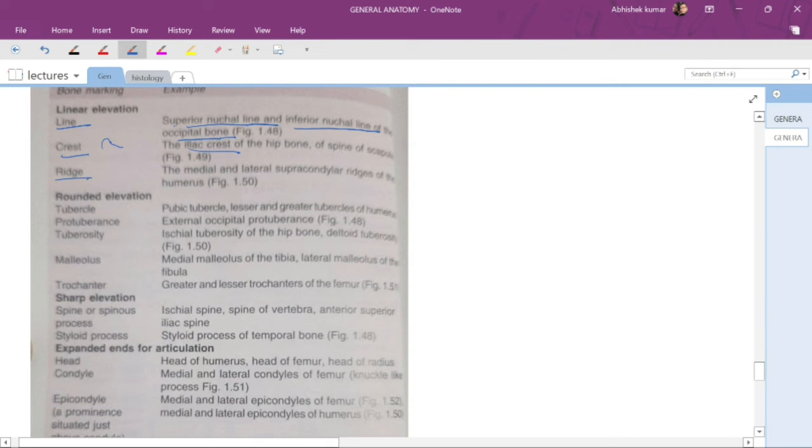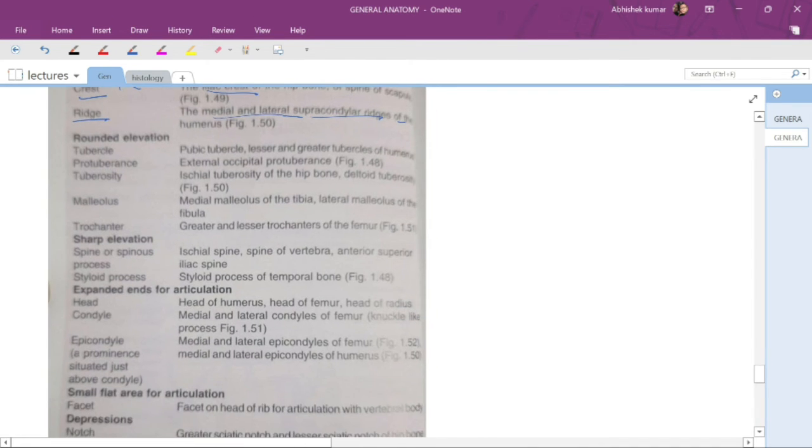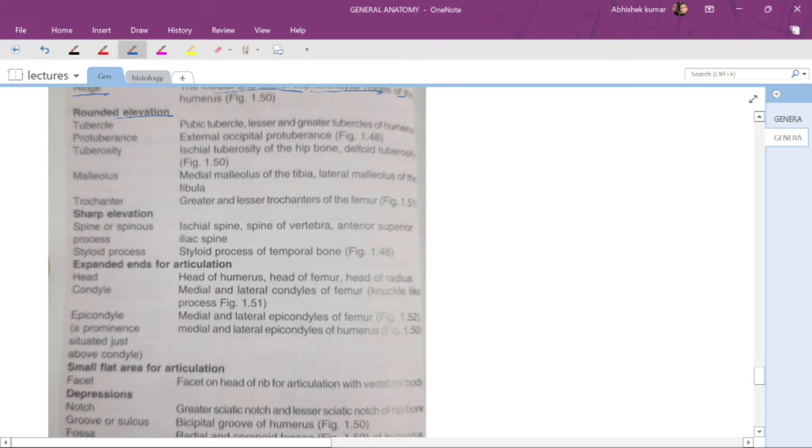Now ridge, so example is medial and lateral supracondylar ridge. These all you are going to see in detail in the further part of anatomy. So just remember these names for now. As you progress with volume 1, volume 2 and volume 3 of BD Chaurasia, you will get everything in your mind. Now there are some rounded elevations like tubercle, protuberance, tuberosity, malleolus, and trochanter. All are the examples given.